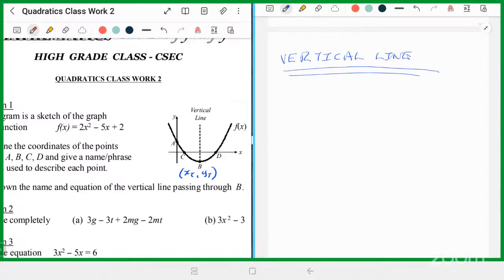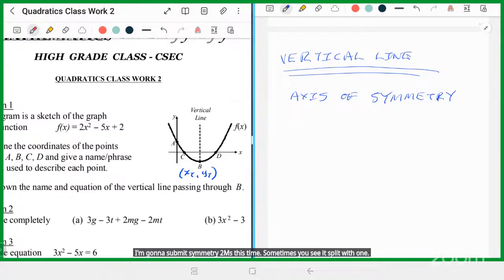Well, this vertical line is called the axis of symmetry. That's the name of it. The symmetrical line, or you can call it line of symmetry. I'm going to spell symmetry with 2 M's this time. Sometimes you see it spelled with 1. The American spelling is 1, English spelling is 2. But that's a line of symmetry.